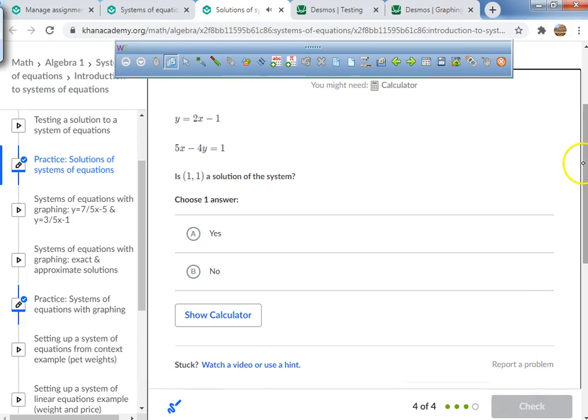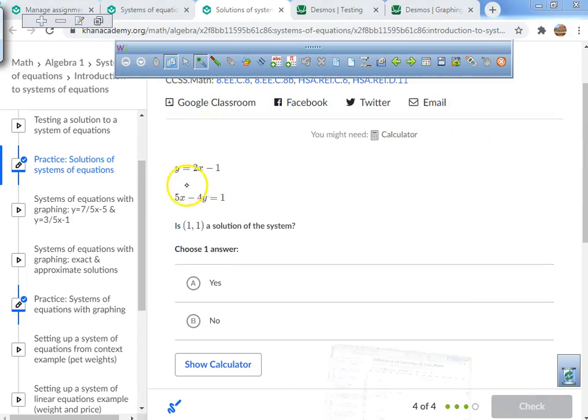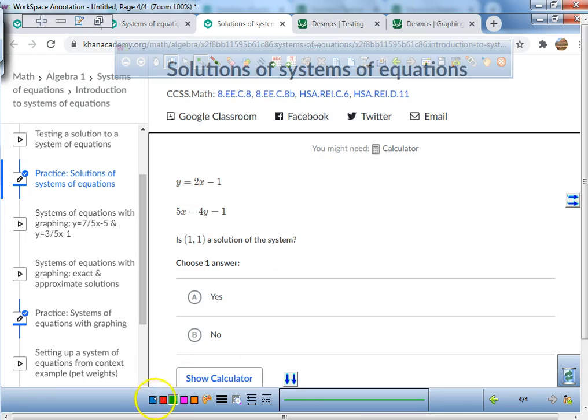Let's do one more real quick, okay? So right here, I have y equals 2x minus 1, and over here, I have 5x minus 4y equals 1. Now, I've got to plug in a 1 and a 1, so that's my x, that's my y. So I'm going to put 1 equals 2 times 1 minus 1. And here I'm going to put 5, plug in a 1 for x, plug in a 1 for y, and see if these work.